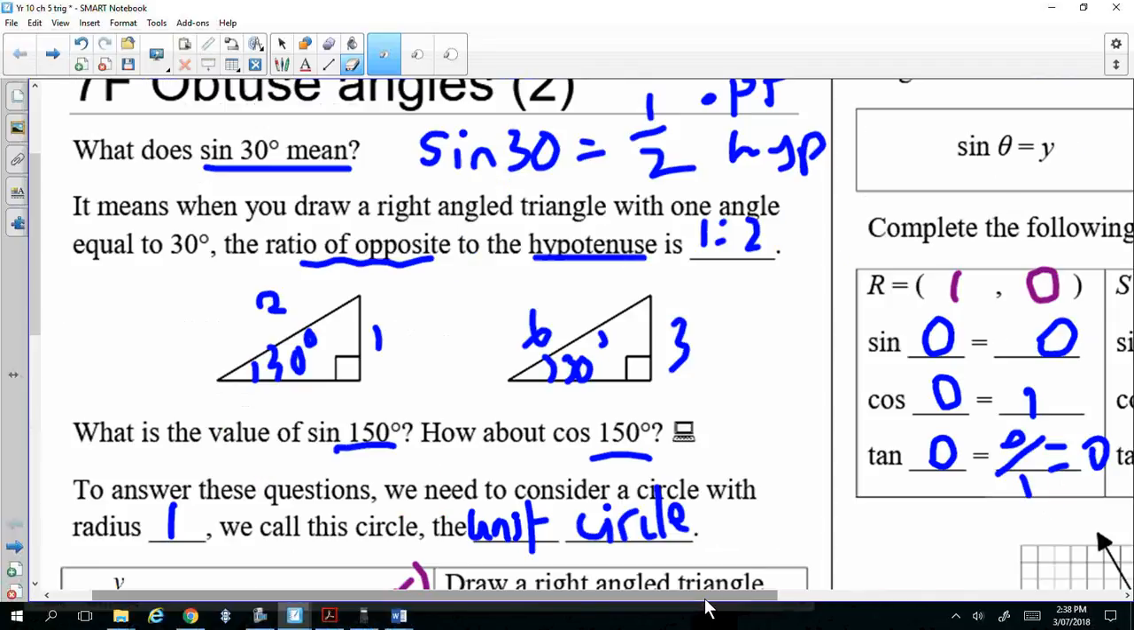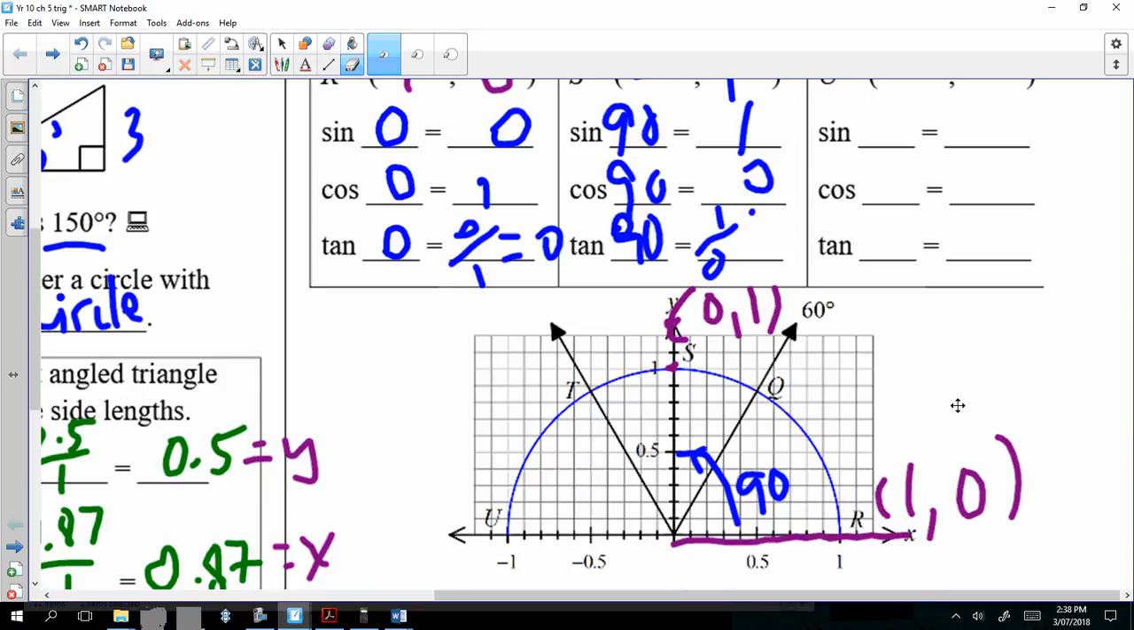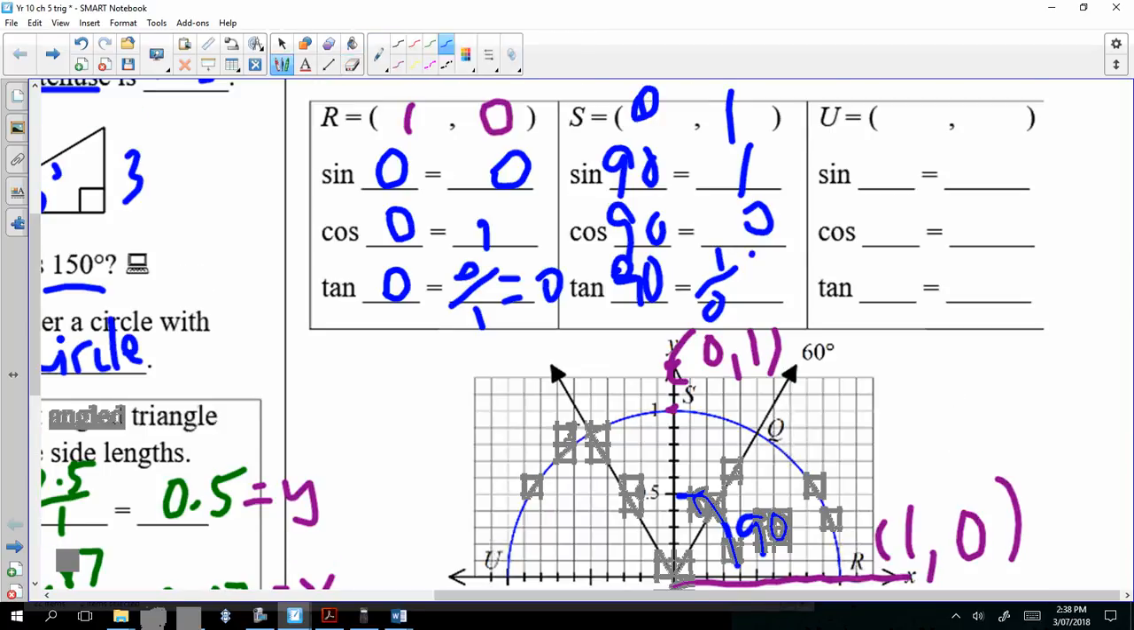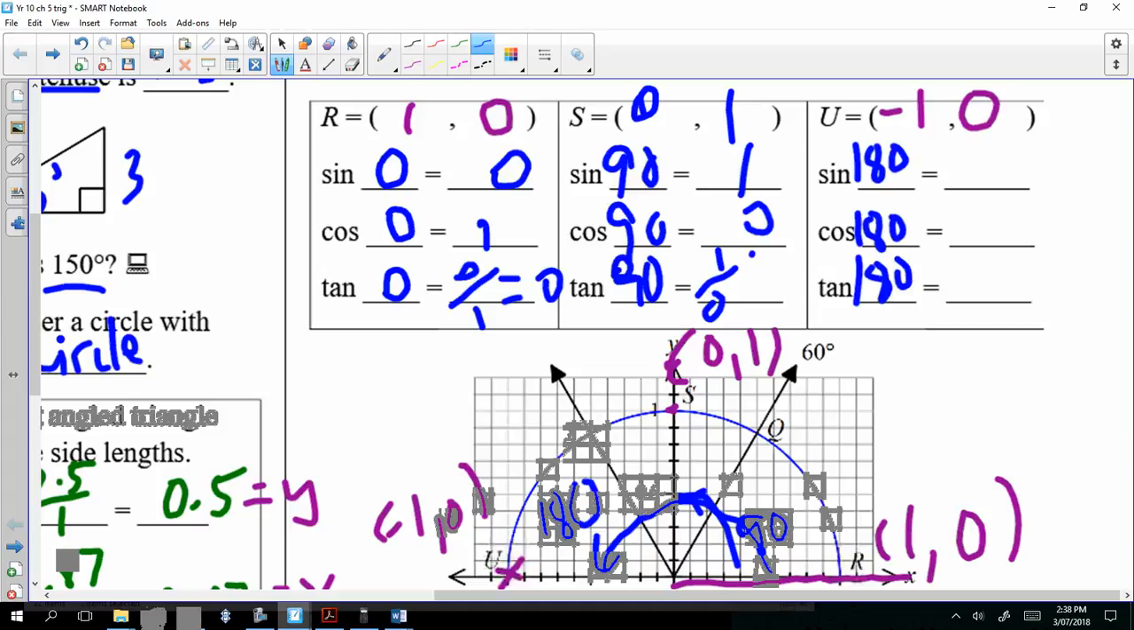Okay, good. All right, let's look at U. U is this point here, minus 1, 0. The angle, what would the angle become? 180, right? So you go 180. So sine 180 is the y value. What's the y value? 0. Cos 180 is the x value, minus 1, and tan is y over x.